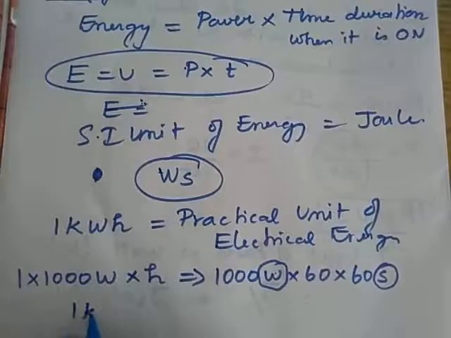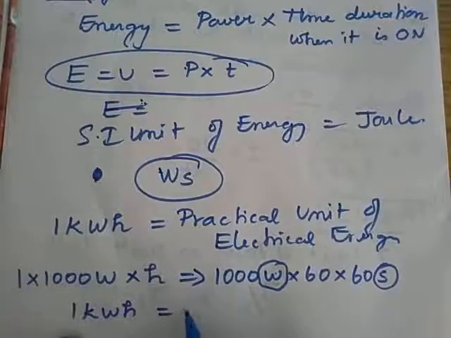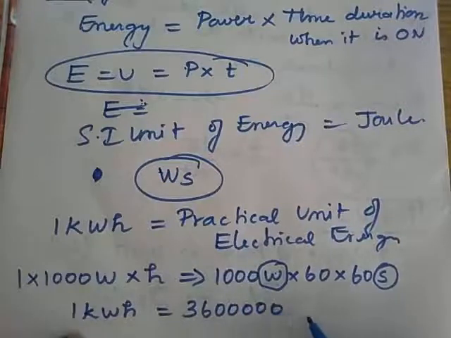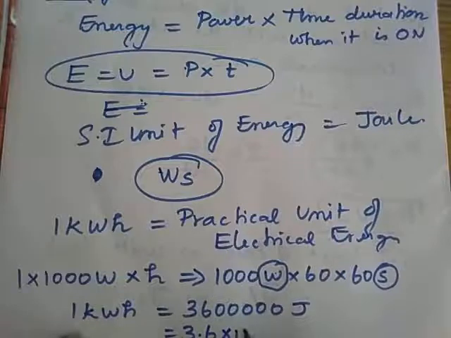Then 1 kilowatt hour became 3,61,234 joules. Simply represented as 3.6 into 10 power 6 joules. Okay.